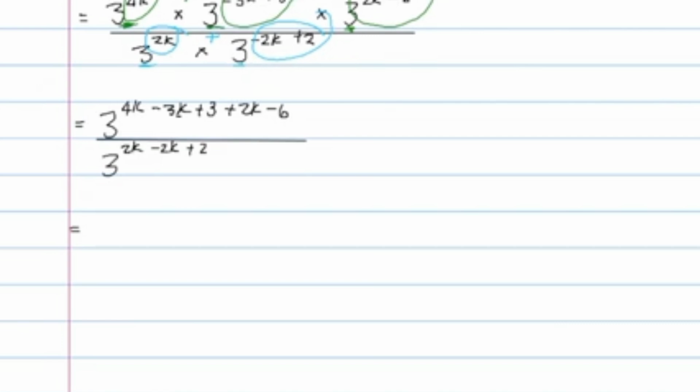The variables, and then we can go to the division. So 4k minus 3k, that's 1k, and then plus that 2k is 3k, and then 3 minus 6 is negative 3. On the denominator, 2k and 2k cancel, and then 3 to the power 2.